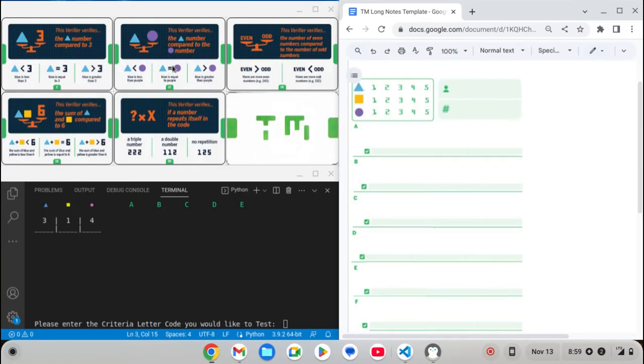Criteria card B takes a look at our first and last digits, the triangle and circle, and compares them. So should the value of triangle be less than circle? Should they be equal? Or should the value of triangle be greater than circle? Criteria card C will take a look at our 3-digit solution, and it'll let us know a little bit about the ratio of even to odds. Should there be more even than odds, or should there be less even than odds?